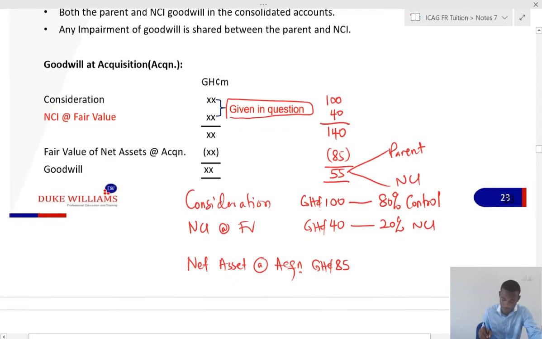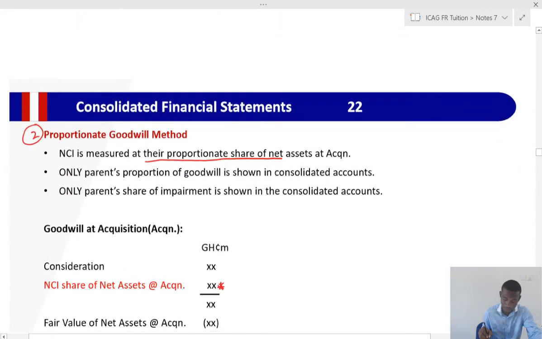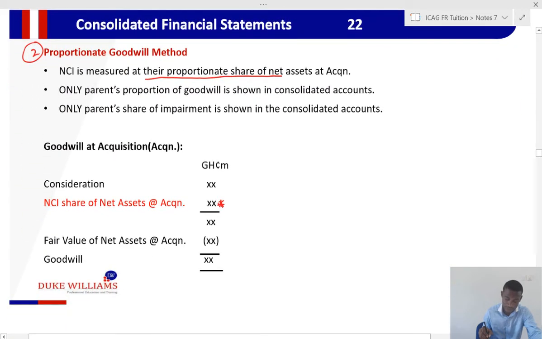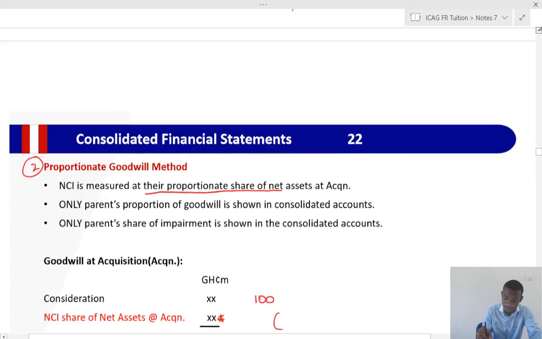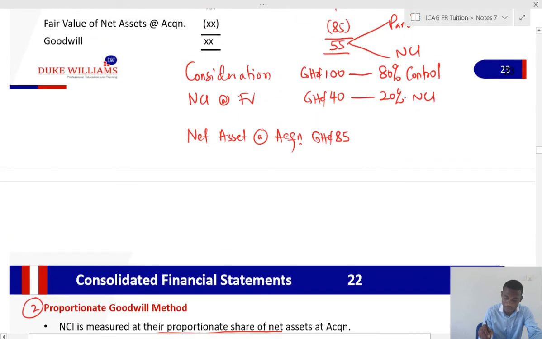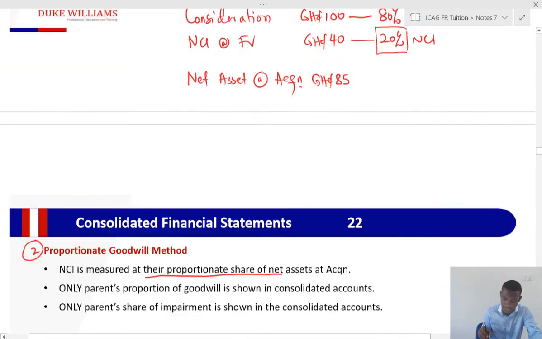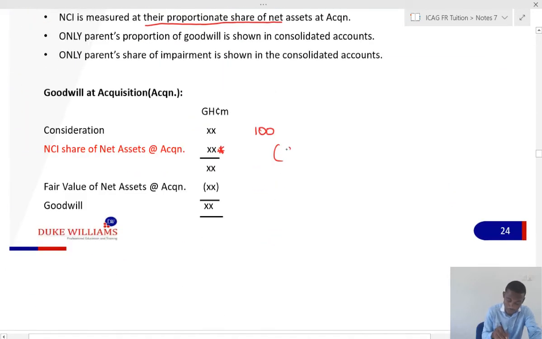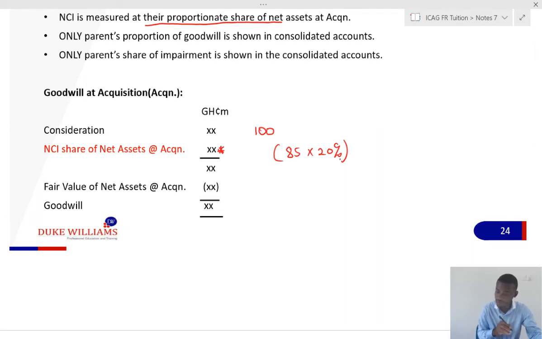Now, if you go to the second approach, this time the consideration is still 100, but the NCI will be different. Now, look at it. Because we are using proportionate NCI percentage against the net assets at acquisition. So 85 times 20% will give us the NCI value. So 85 times 0.2 will give us a value of 17.